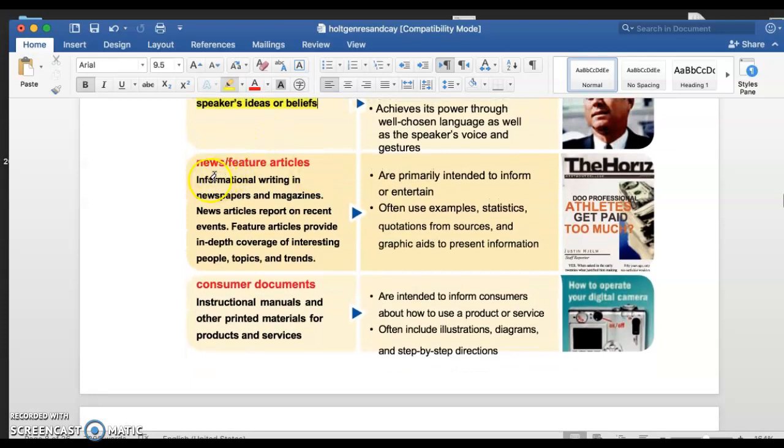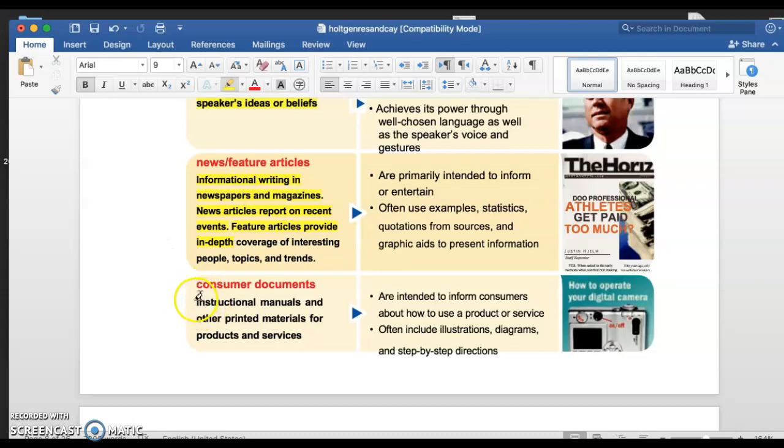News and feature articles are informational writings in newspapers and magazines. News articles report on recent events. Feature articles provide in-depth coverage of interesting people, topics, and trends. So a news article is something recent. Feature articles are in-depth. And they are primarily intended to inform or entertain. They often use examples, statistics, quotations from sources, and graphic aids to present information.